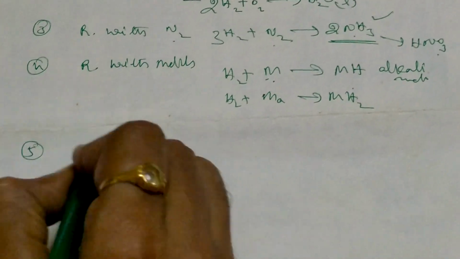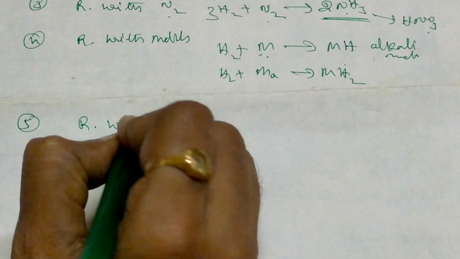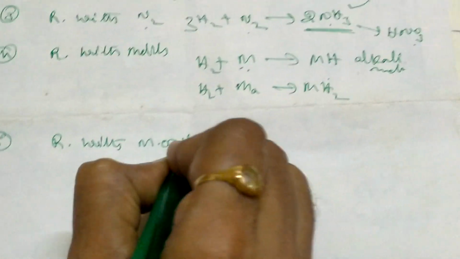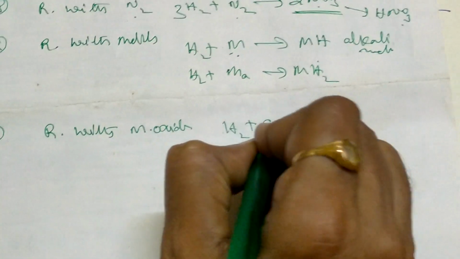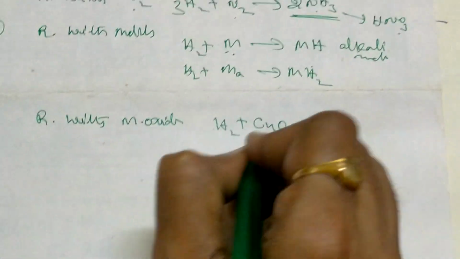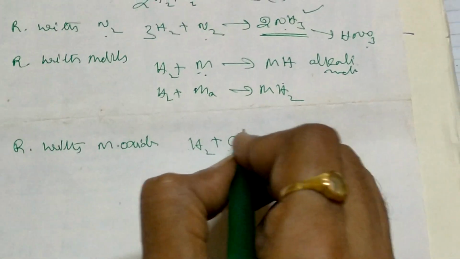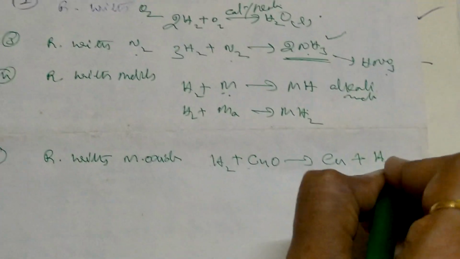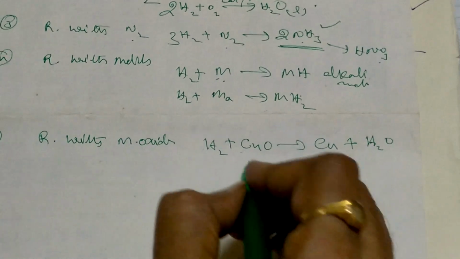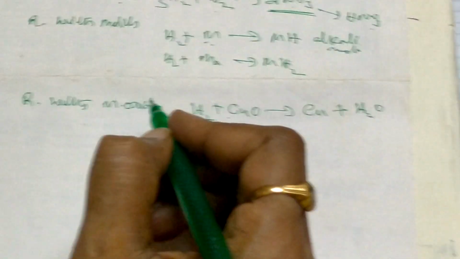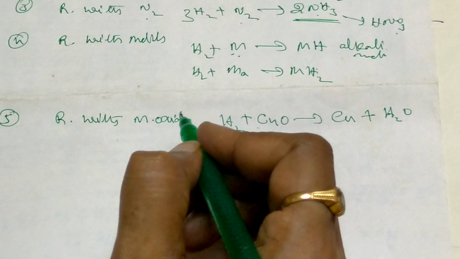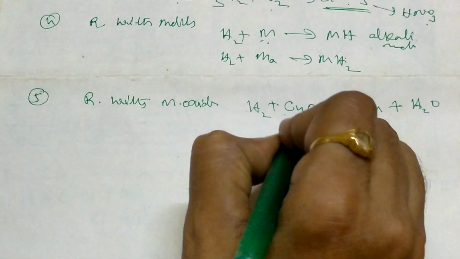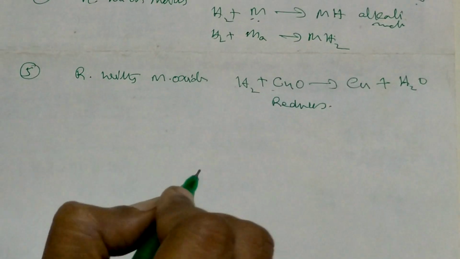Then the reaction with metal oxides. Hydrogen with copper oxide, where copper is +2, reduces it to copper metal and water. Similarly, it reduces many other metal oxides, and also some metal ions in solution.